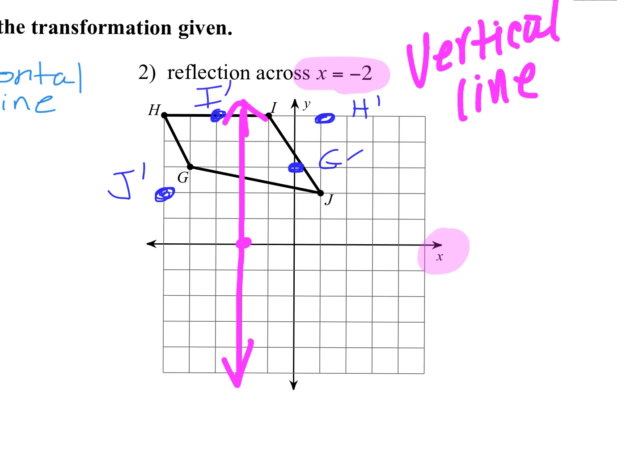Make sure you connect your dots. And use your prime notation.